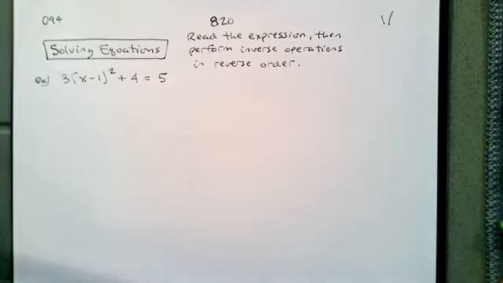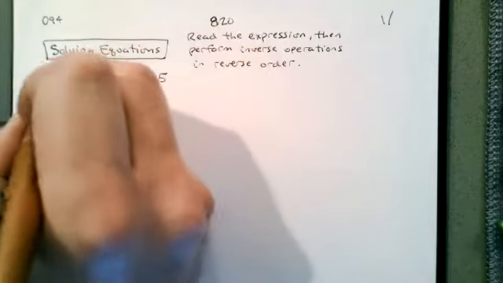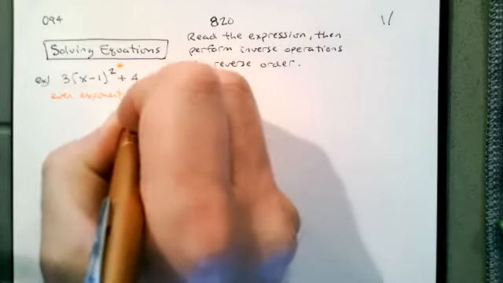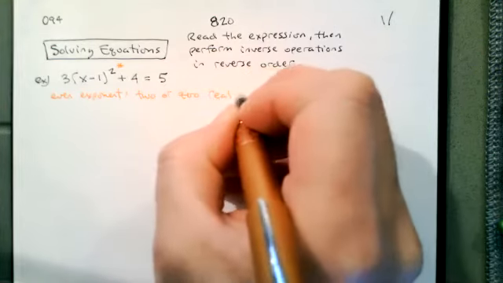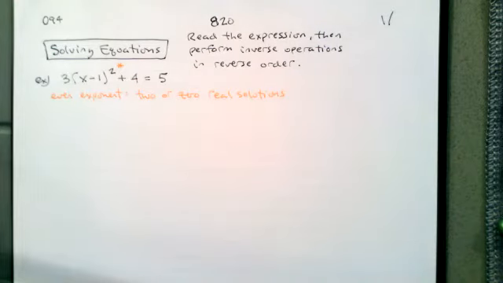Had to come up with a number and I was coming up short. So here's what we notice. We notice that there is an even exponent, so we might have 2 or 0 solutions. That's the first thing that we identify. So there's an even exponent, so we'll have 2 or 0 real solutions. This is not something that we're applying right now. These are just things that we notice about our equation.